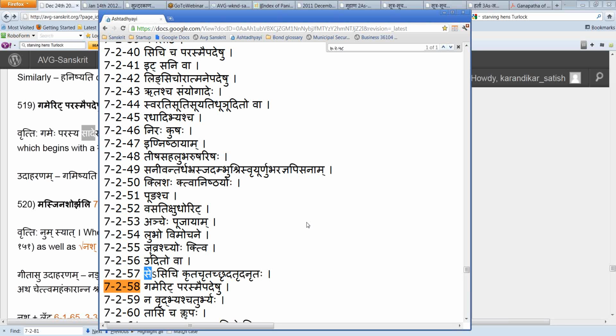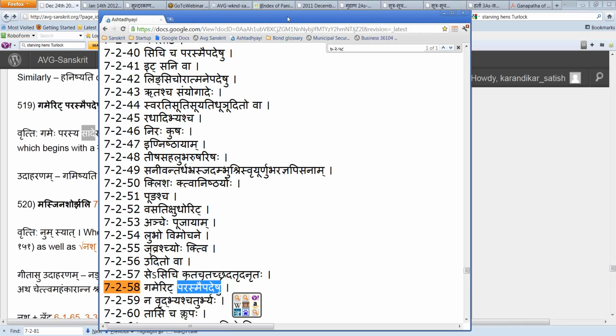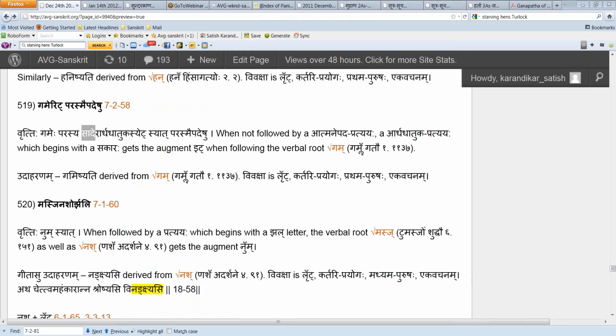Okay. Now one more condition is this: parasmipadeshu. So that means that this one is slightly different. Just from the Vyakhyanam we understand here that parasmipadeshu means that when Atmanepadam is not there, Atmanepadabhave. There are some complicated reasons for that. For the time being, just take it like that. Parasmipadeshu means Atmanepadabhave. When there is no Atmanepadam, parasmipadam may or may not be there.